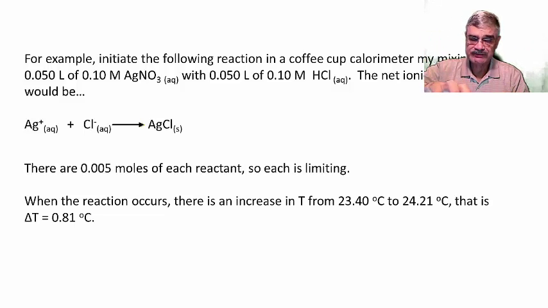nitrate with 50 milliliters of hydrochloric acid. Initially, both of these solutions are at the same temperature. Let's say they were 23.40 degrees centigrade when we mixed them together. And after the reaction occurs, yes, a precipitate will form, but after the reaction occurs, we measure the temperature of the aqueous solution and find that the temperature has gone up from 23.40 to 24.21 degrees centigrade. Or in other words, there's an increase in temperature of 0.81 degrees centigrade.